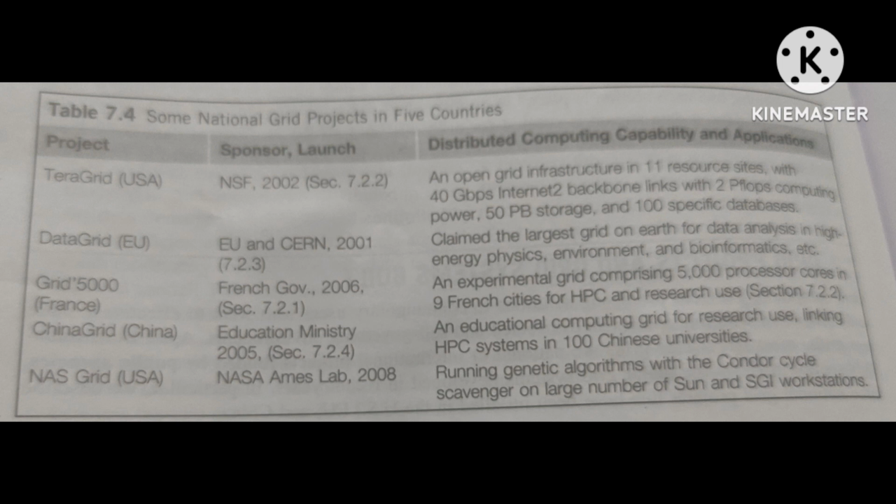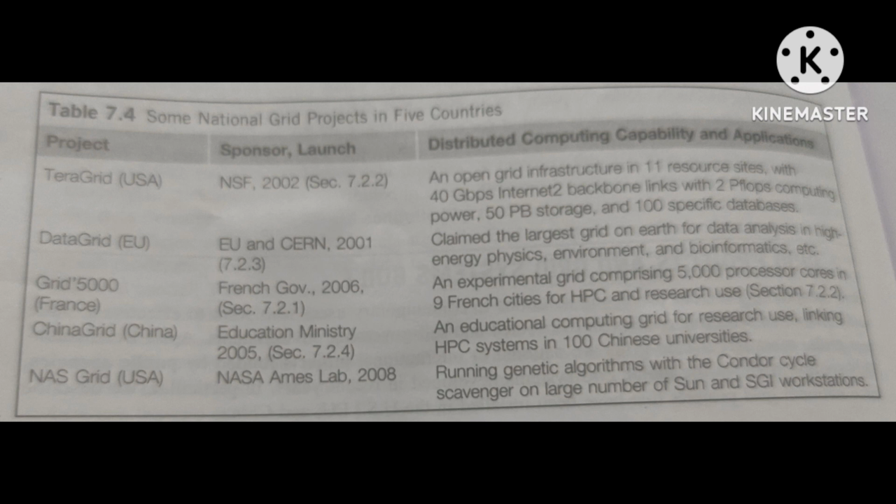And the third one is Grid 5000. It belongs to France and it is sponsored by the French government and launched in the year 2006. Regarding this one, it is an experimental grid comprising 5000 processor nodes in 9 French cities for HPC and research use. HPC means high performance computing.